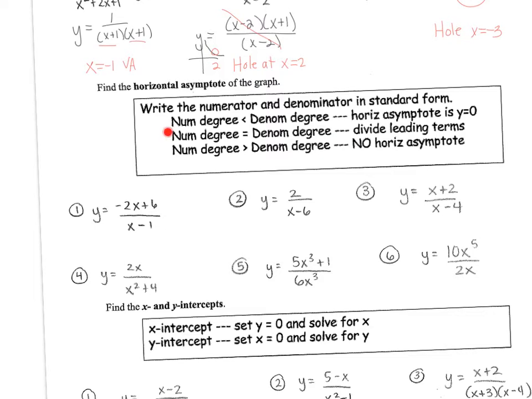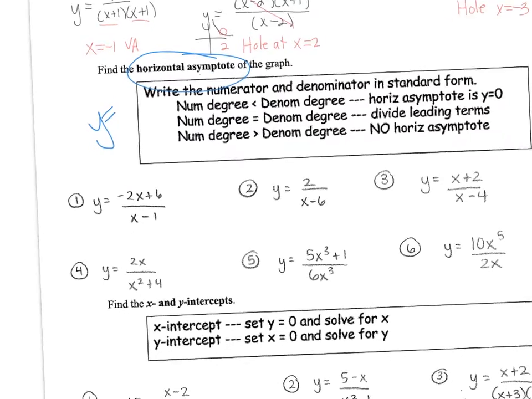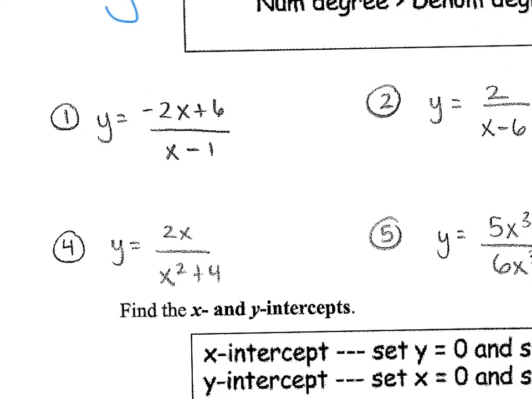If the degrees are equal, then you're going to divide the leading term coefficients, and that's going to be your horizontal asymptote. So a horizontal asymptote takes y equals. If the degree on the top is greater than the degree on the bottom, then there's no horizontal asymptote. So this time we're just checking for horizontal asymptotes. We're not doing vertical. So you need to check the degree.